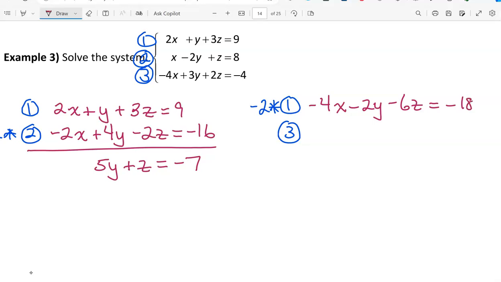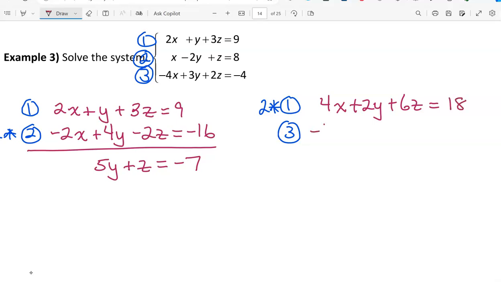And equation number 3, now that I'm looking at it, I realize equation number 3 already had a negative 4x in it, so I'm going to back up here and I'm going to multiply equation 1 by positive 2. That's going to change our signs here. And that will give us 4x plus 2y plus 6z is equal to 18.